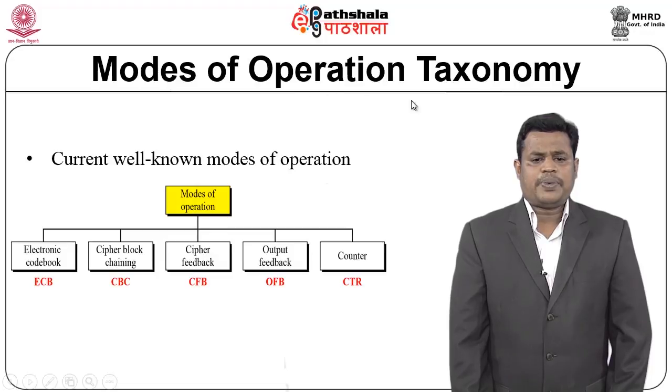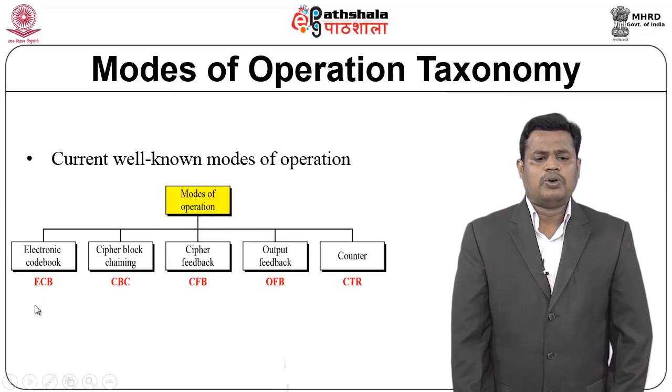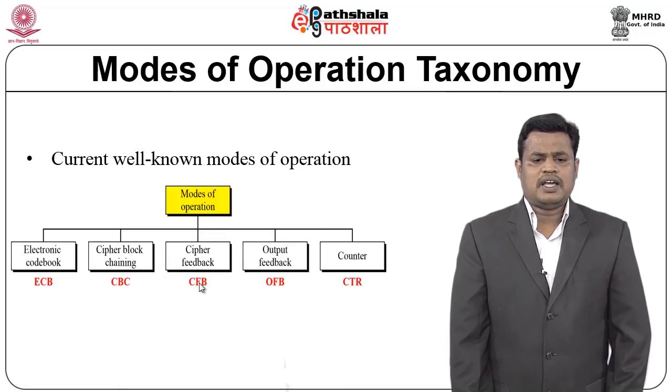In the modes of operation taxonomy, we have five different modes of operation: electronic codebook, ECB; cipher block chaining, CBC; cipher feedback, CFB; output feedback, OFB; and counter, CTR. Now we are going to discuss one by one how each process happens and what its merits are, so you can decide when to use a particular mode of operation.